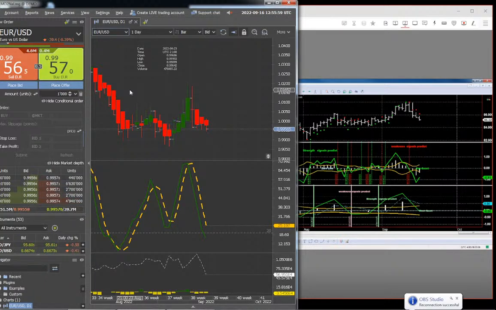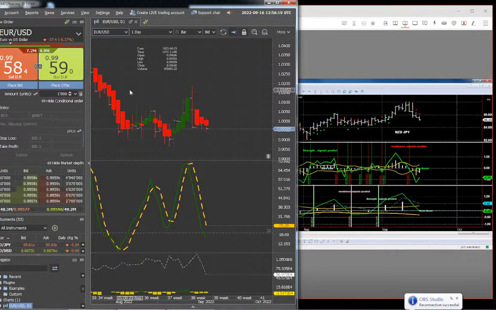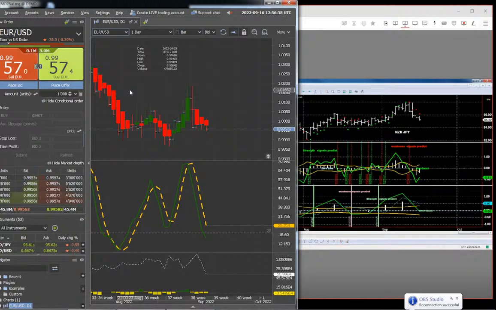Let's go like this. This is what? New Zealand yen. This is cool. NZD JPY. There we are. Save it. JPY. Save. There we are. All right.